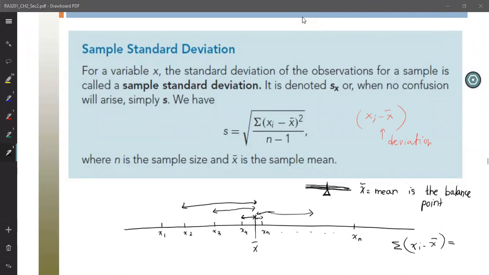No idea? So that will be 0 because it's a balance point. You get negative values and positive values here, and they will cancel out because mean is the balance point. So if you sum up the deviations, they will be 0. But when you square, you get rid of the sign. So you get a certain value for xi minus x bar squared, and then add them together.